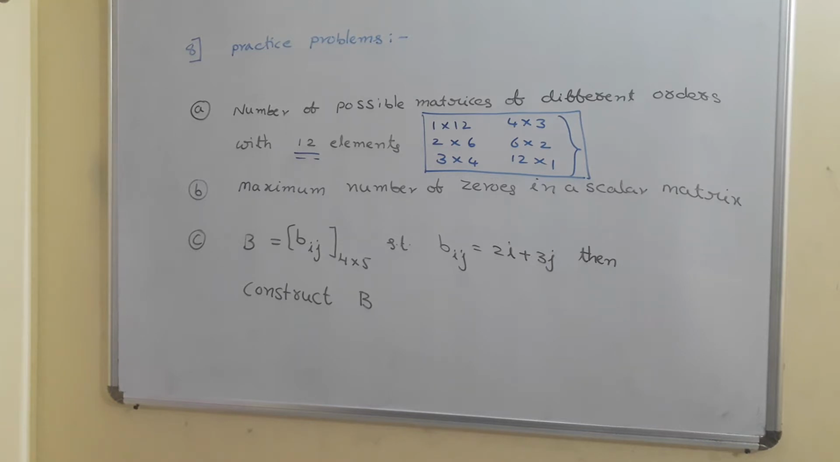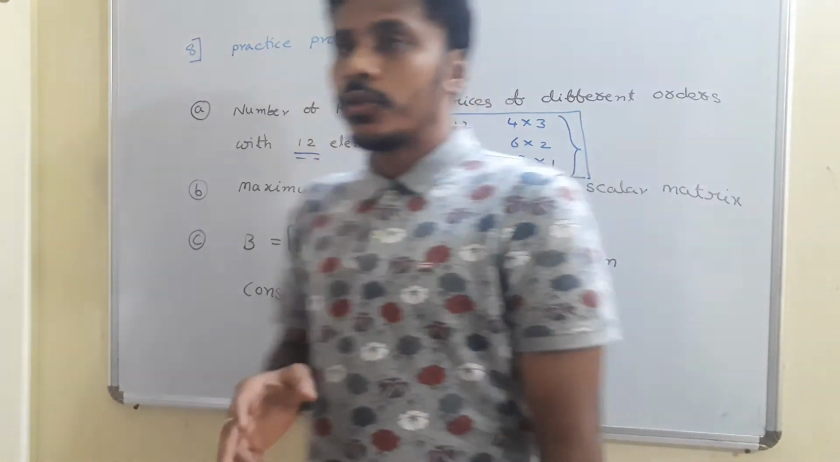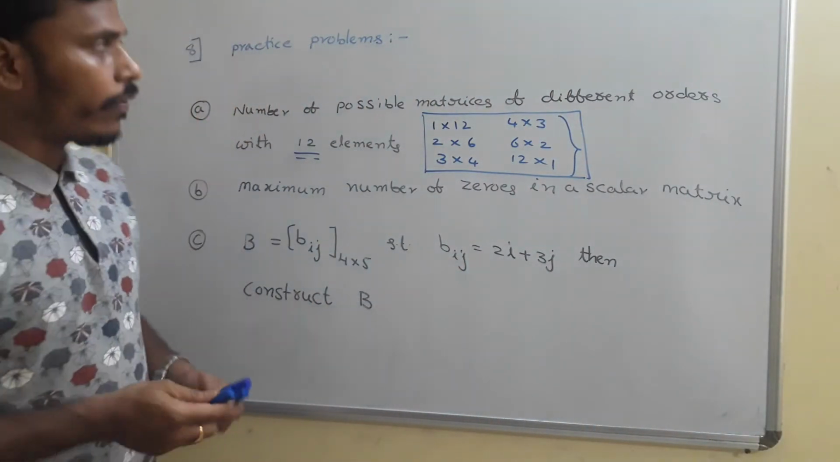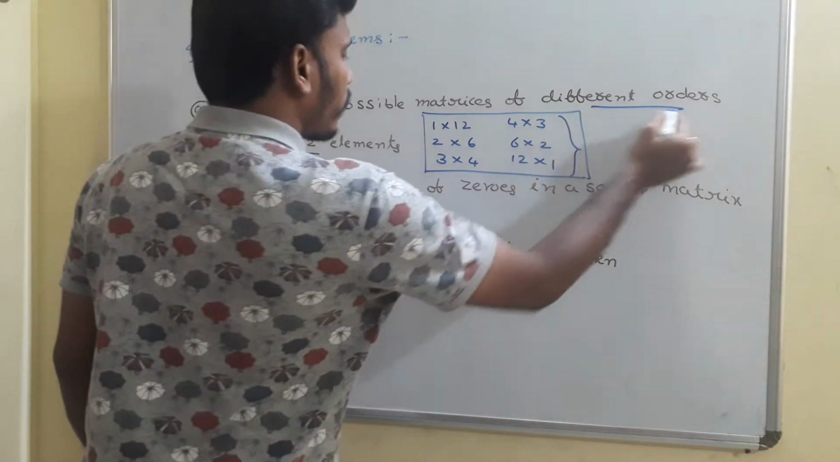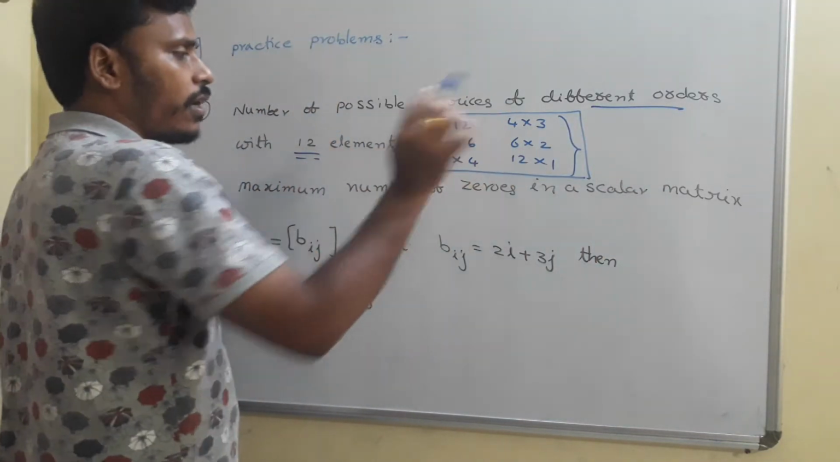So these are the questions from the last class, right? First question ki answer enti? Since there are 12 elements, and 12 can be expressed as a product of two numbers in 6 ways, there exist 6 different order matrices with 12 elements, and these orders are like that.